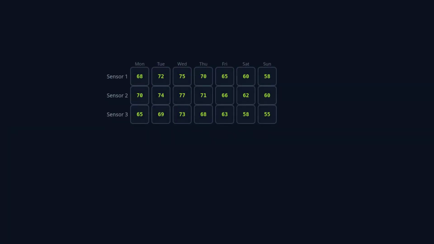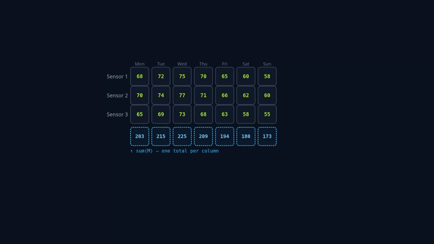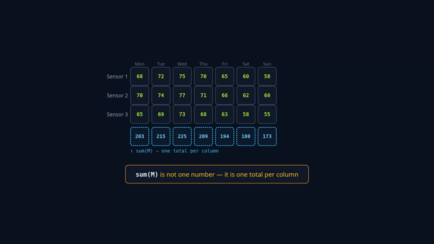Here's the one that quietly ruins homework. Sum of M does not give you one total. On a matrix, sum works down each column, so you get 7 numbers, 1 per day across the 3 sensors. Add a second argument to change direction. Sum of M, 2 works across each row instead and gives 3 numbers, 1 total per sensor. And sum of M colon in brackets adds up all 21. Mean, max, and min all behave the same way, column by column, unless you say otherwise.